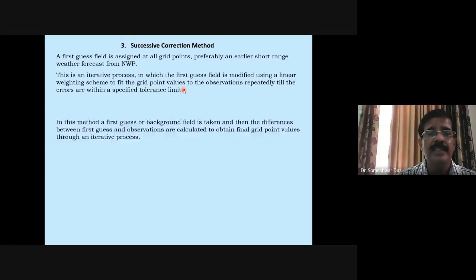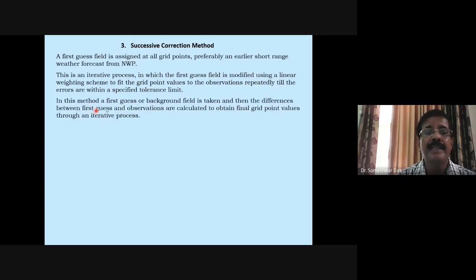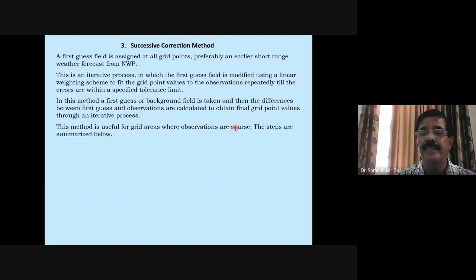Okay, so that is the threshold value. In this method, a first guess or background field is taken, and then the differences between the first guess and observations are calculated to obtain final grid point values through an iterative process. This method is useful for grid areas where observations are sparse. The steps are summarized below.